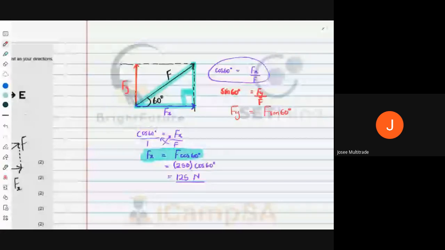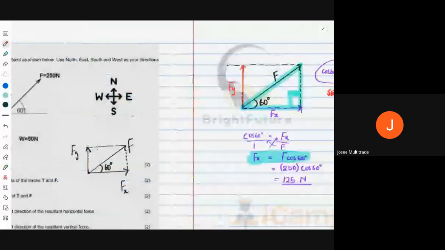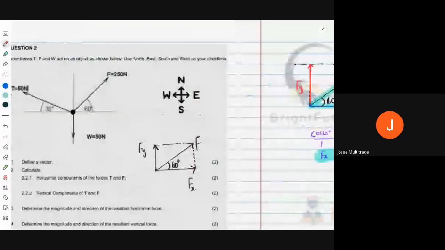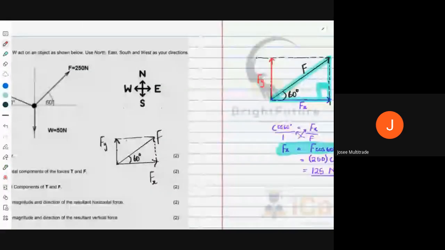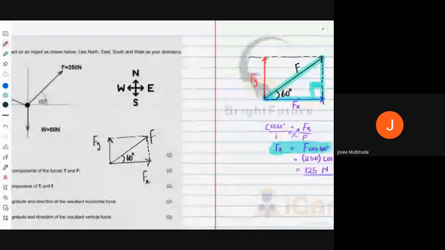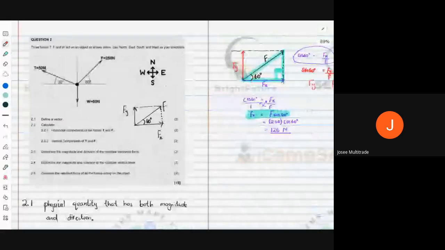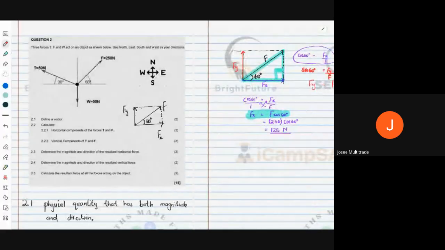So the answer, or Lanley is asking, is the answer not 25 newtons? Let's see. It would be 25 if F was 50 newtons, but F is 250. So that's why it's 125 instead of 25. I hope you understand. If you don't, you can still ask. Just check there. You might have made a mistake and missed the 2 and put a 50 instead.